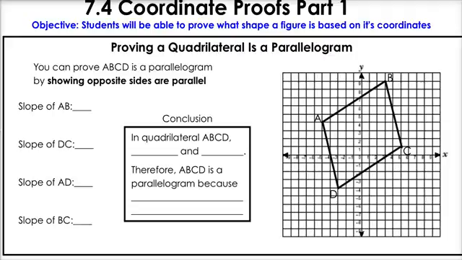Lesson 7.4, coordinate proofs part 1. Now we've been doing a lot of proofs with quadrilaterals when they're not on the coordinate plane. Now we're going to prove that things are parallelograms and rectangles using the coordinate plane.